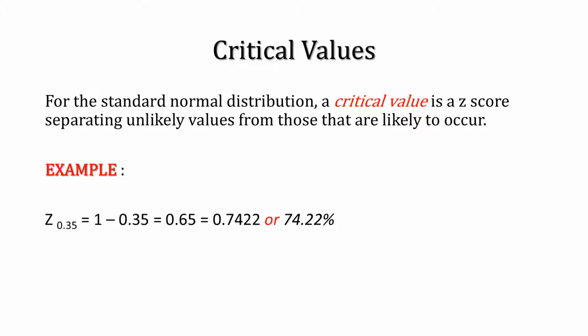Now we look at the critical values for the standard normal distribution. The critical value is a z-score separating unlikely values from those that are likely to occur. For example, z 0.35: we subtract 0.35 from 1 and get 0.65. Next, we use the positive z-score table to find 0.65, to get a z-score of 0.7422, or 74.22%.